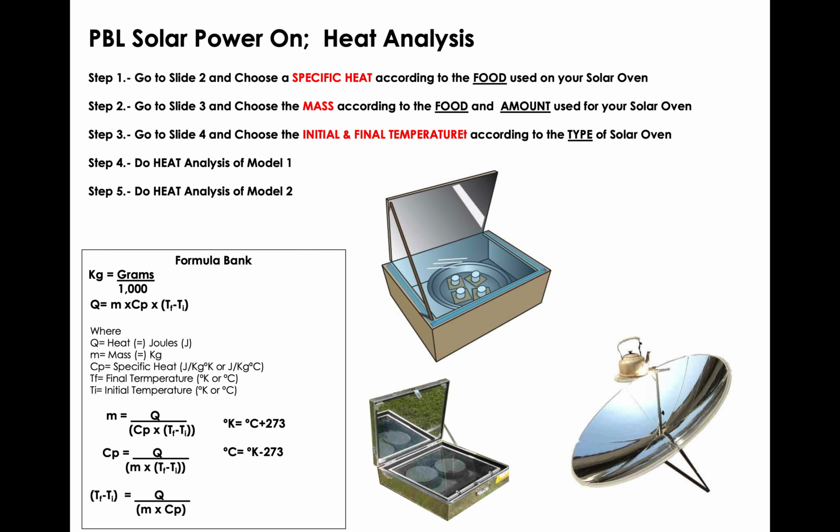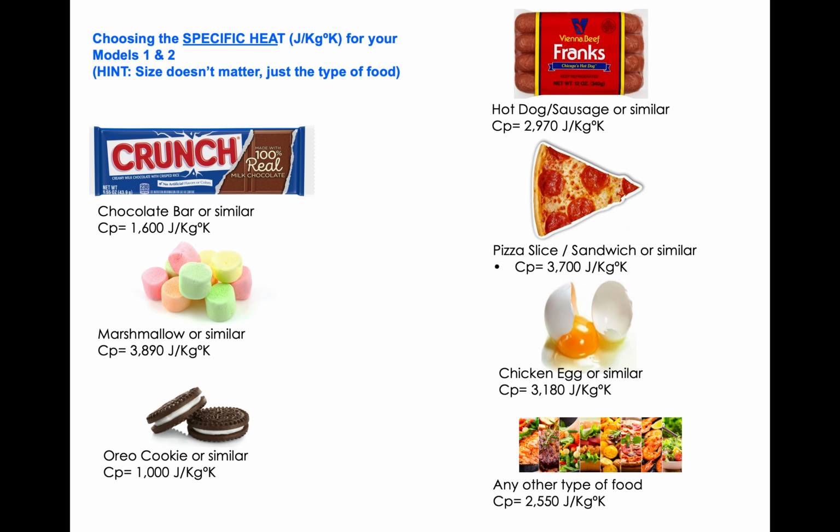Now, let's go to step number 1, specific heat. Choosing the specific heat will be according to the food that you chose for your solar oven. An example, if you choose a chocolate bar similar to this one, this will be your specific heat with these units: joules over kilograms degrees Kelvin. The same for marshmallow, Oreo cookies, hot dog or sausage or similar, pizza slice or sandwich or similar, chicken egg or similar, and finally any other type of food.